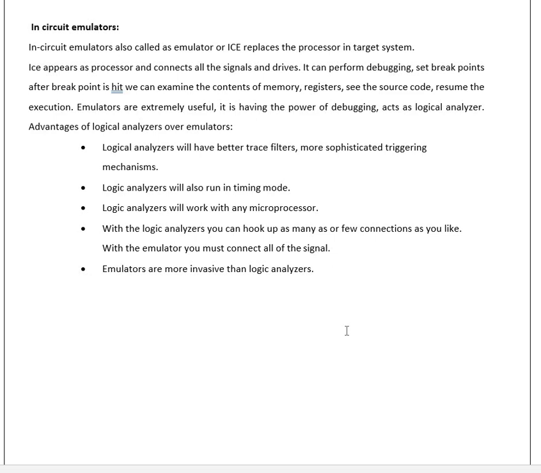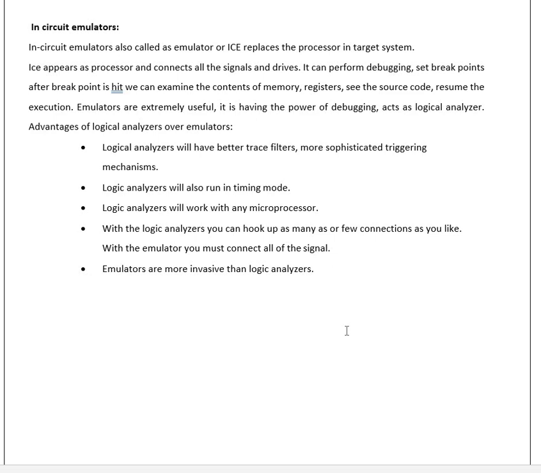And the advantages of logic analyzers over emulators are that logic analyzers have better trace filters and more sophisticated triggering mechanisms. Logic analyzers will also run in timing mode. A logic analyzer will work with any processor. With logic analyzers, you can hook up as many or as few connections as you like. With the emulator, you must connect all the signals. Emulators are more invasive than logic analyzers.